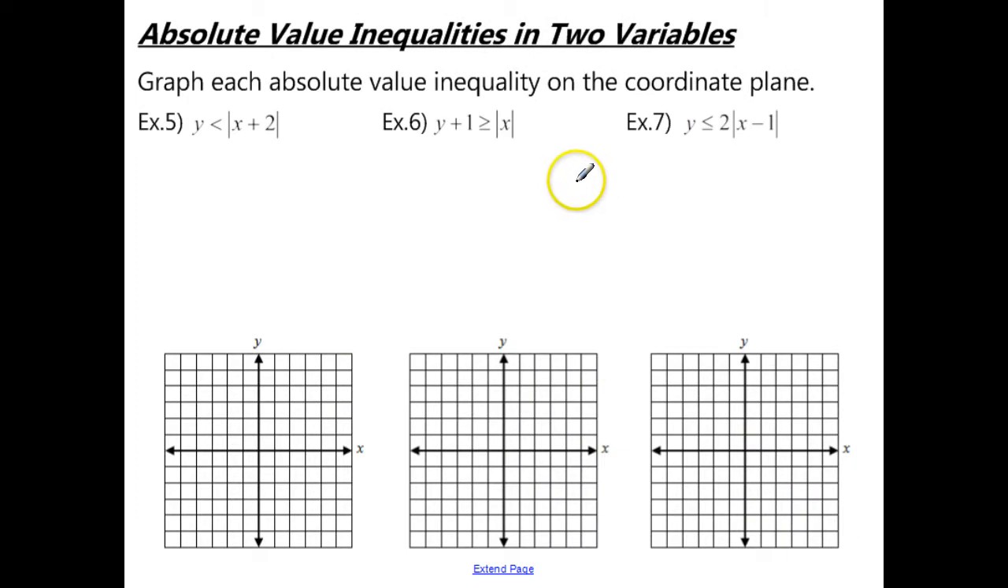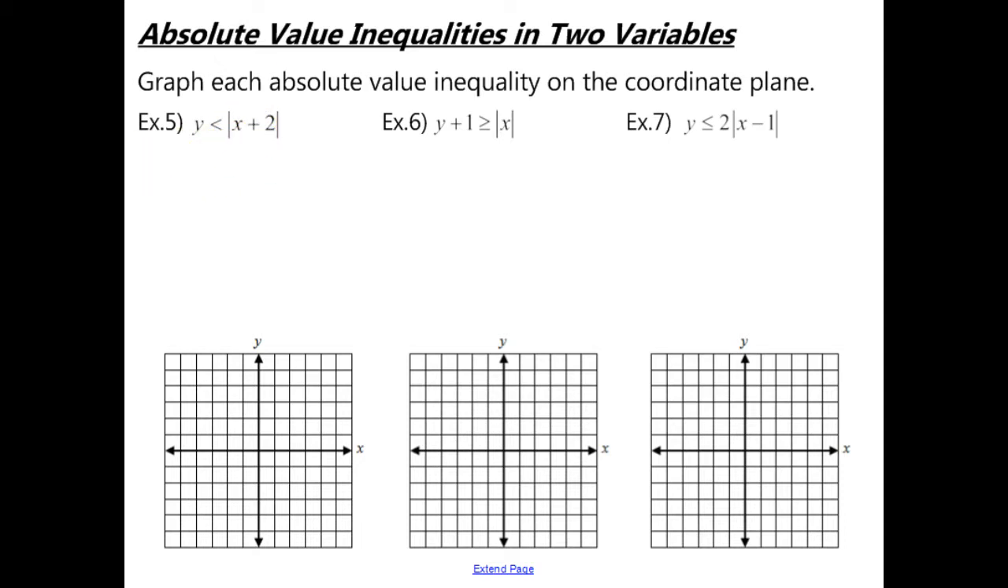Now we want to talk about absolute value inequalities in two variables. So this is the idea that we talked about in our previous lesson, graphing absolute values. And now we want to put the inequalities into the coordinate plane. So we're going to start off graphing this the same.